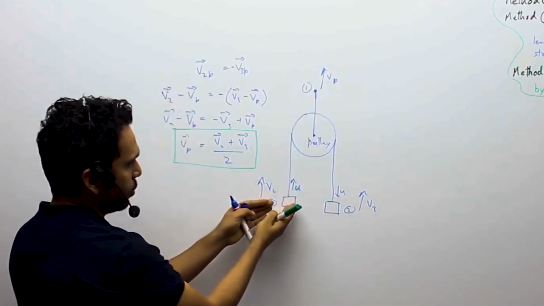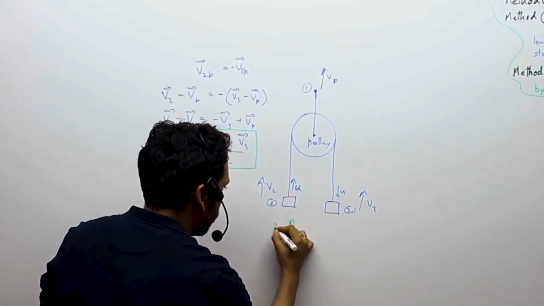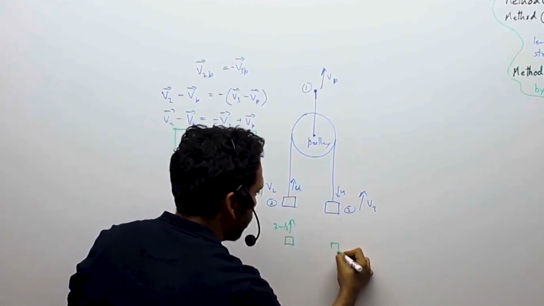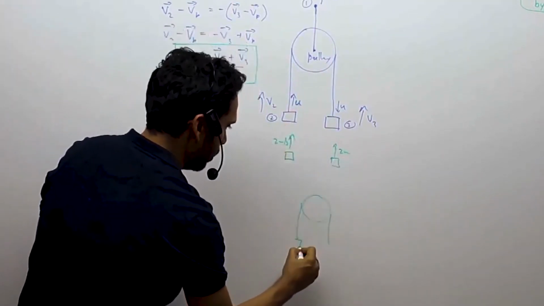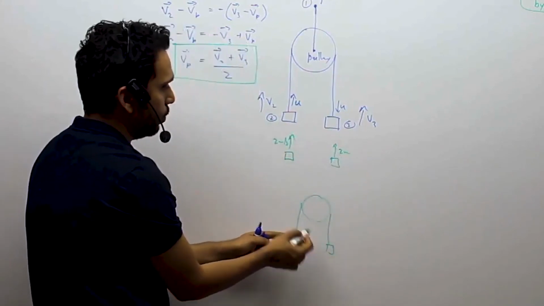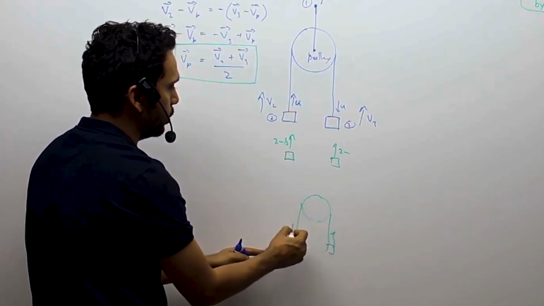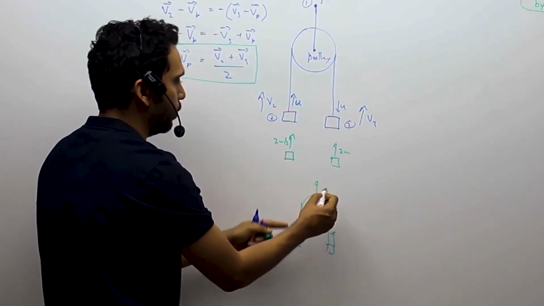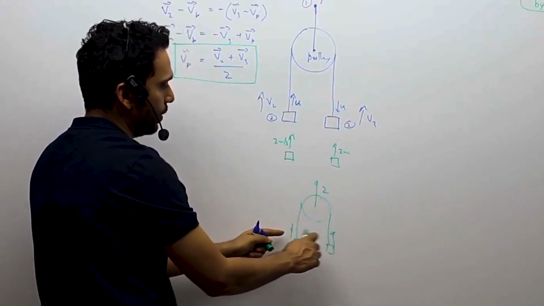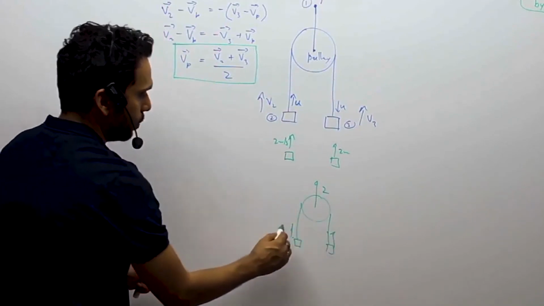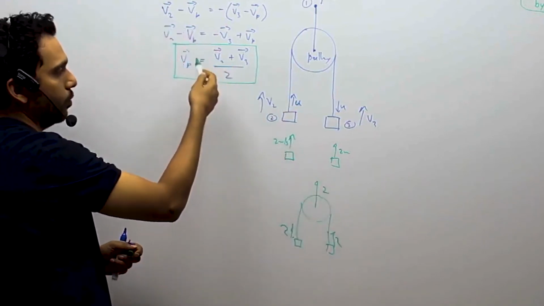If this was going up with, say, 2 meter per second, and this body was also going up with 2 meter per second, meaning both were going up with the same velocity and this length of the string is not increasing, then the pulley must be going up with the same velocity too, and there's no relative movement between these two parts. So if this is 2, this is 2, this must be 2. So that is what our equation gives, 2 plus 2 by 2, which is 2.